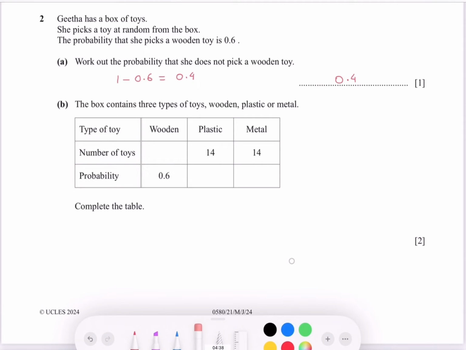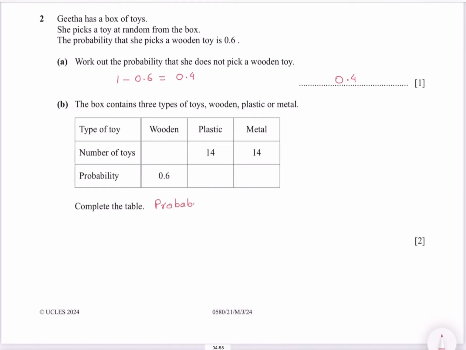So we have the probability of not picking a wooden toy, which is 0.4 in part A. So divide this 0.4 by 2 to get the probability of a plastic toy and a metal toy. Because their number of toys are the same, so divide it by 2. So you will get the probability of a plastic toy and a metal toy.